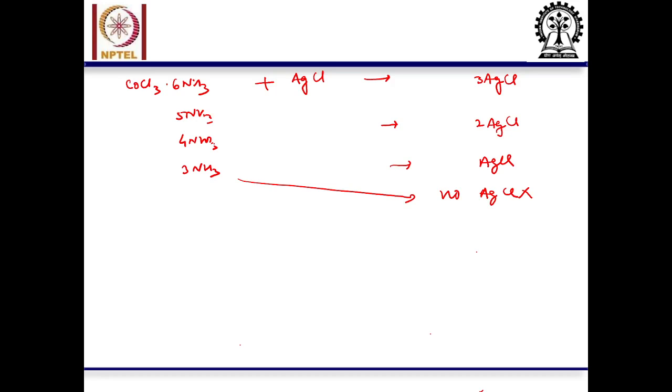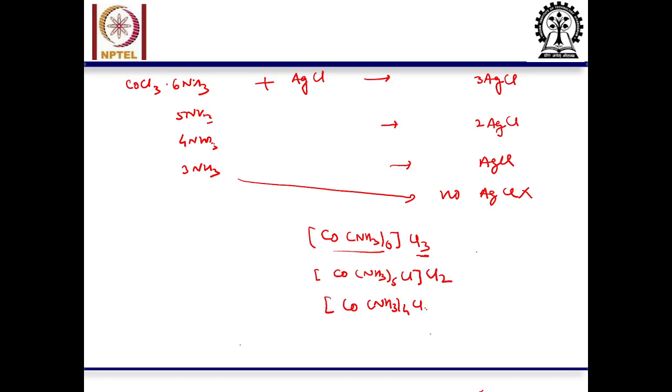So basically he gave the inner sphere concept and outer sphere concept. He wrote Co(NH3)6 Cl3. This is the secondary valency which is satisfied by ligands, and this is the primary valency. Later he gave Co(NH3)5Cl Cl2, Co(NH3)4Cl2 Cl, and finally Co(NH3)3Cl3.